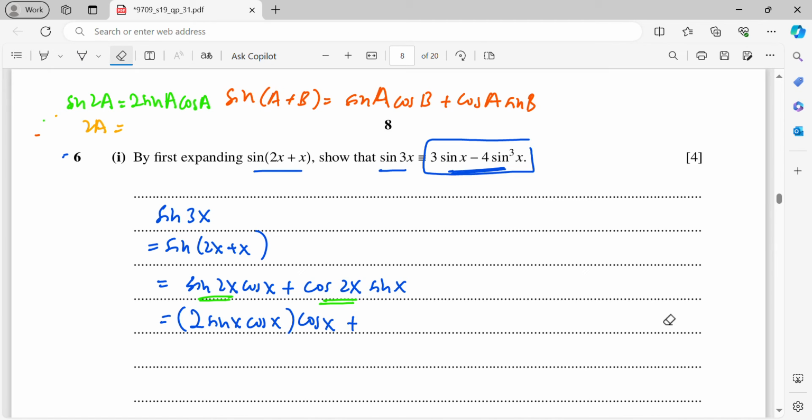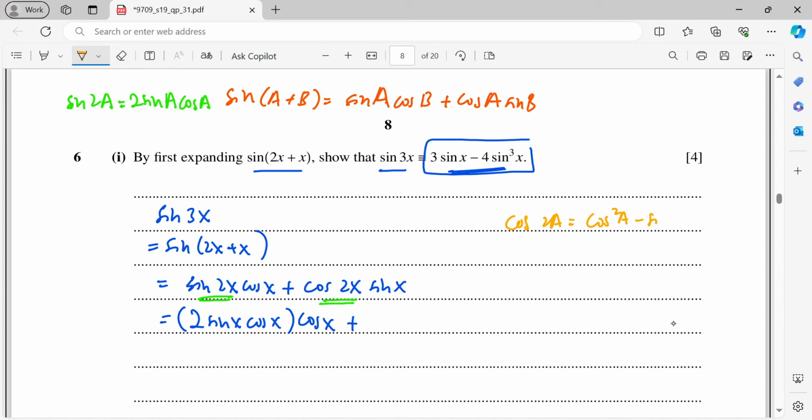Cos 2x, cos 2a, we have 3 forms. Okay, so I better write down all 3 forms here. So cos 2a, we have cos square a minus sine square a, that's the first form. Or it could be 2 cos square a minus 1. It could be 1 minus 2 sine squared a. So by looking at the given answer here, or given identity, there's no cos. Therefore, I must choose the last form. That is going to be 1 minus 2 sine squared x. Then you multiply with sine x.